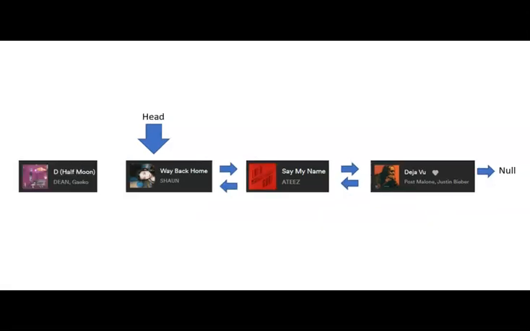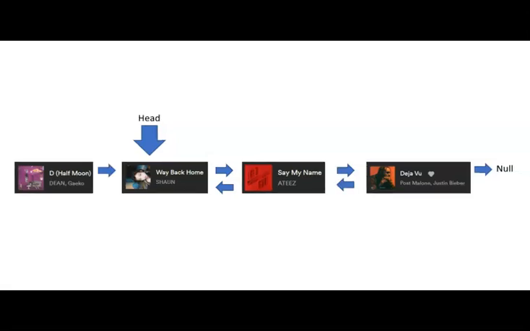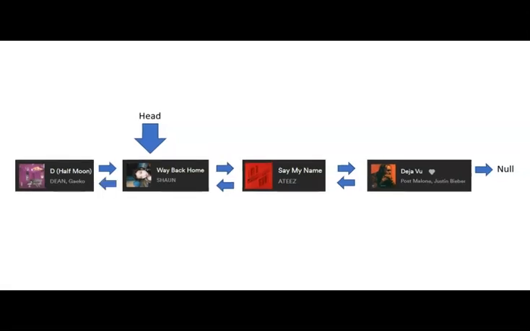Now, let's add a song to the front of the playlist. First, we make our new song and have it point to the head. Then we have the head point back to our new song. Afterwards, we then declare our new song as the new head of the double linked list.